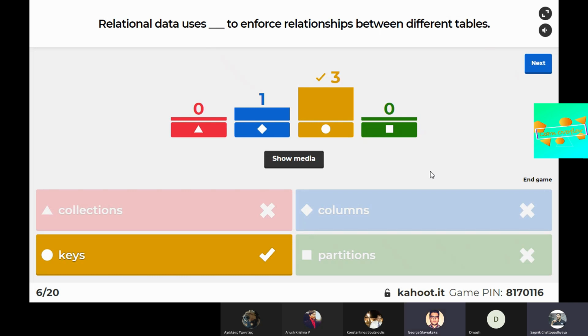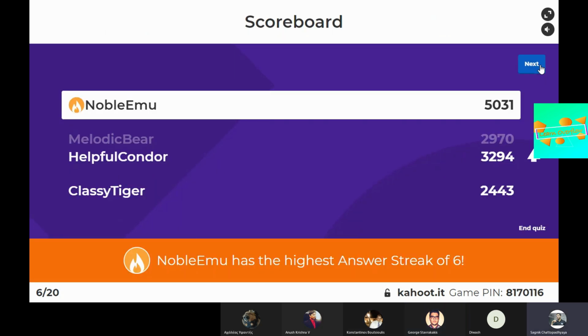Yes, primary key and the next one, foreign key. Exactly. Primary key and foreign key. Yes, foreign key. Exactly.